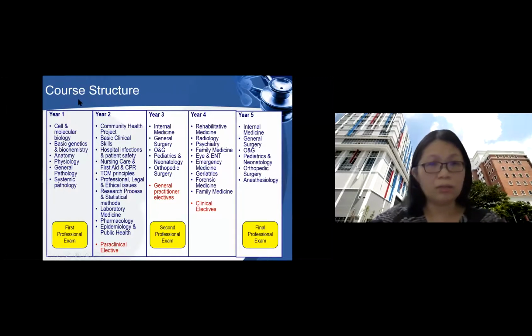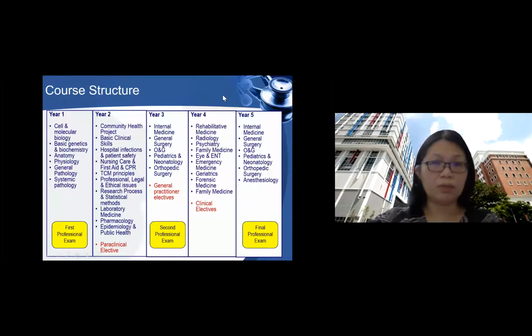So along the 5-year medical course in UTAR, we have 3 major final exams. The first one in year 1 is called first professional exam. During this exam, if the student fails to pass the exam, they will be asked either to leave the course or to repeat the previous course again, right? In year 3, they will sit for second professional exam. In year 5, they will sit for final professional exam.